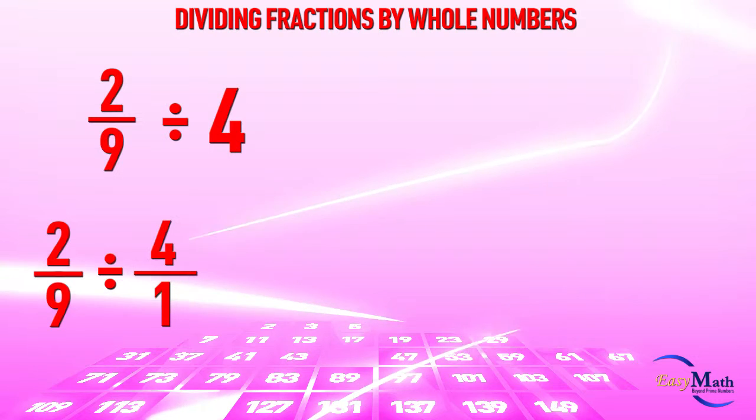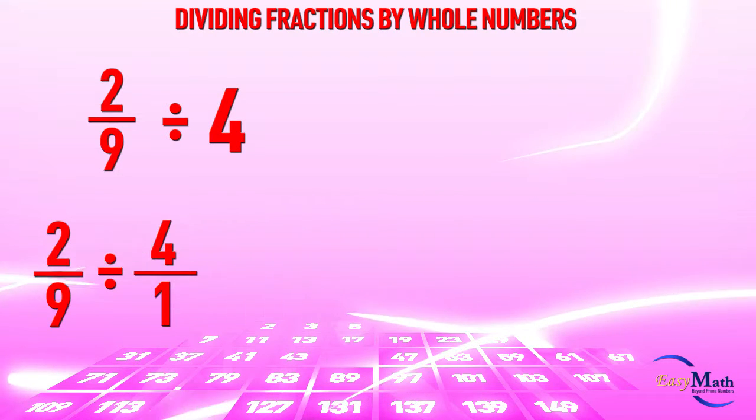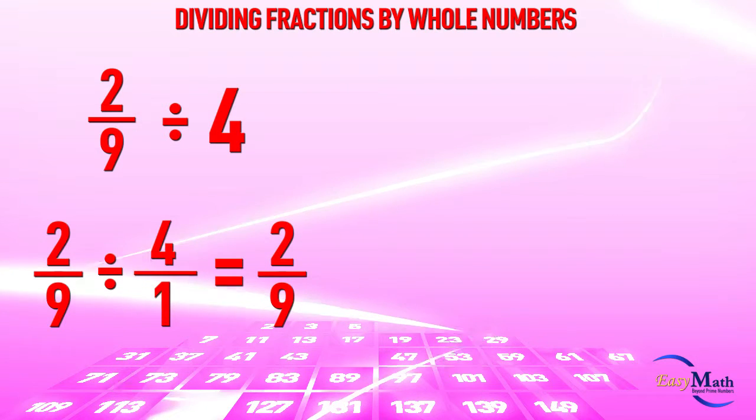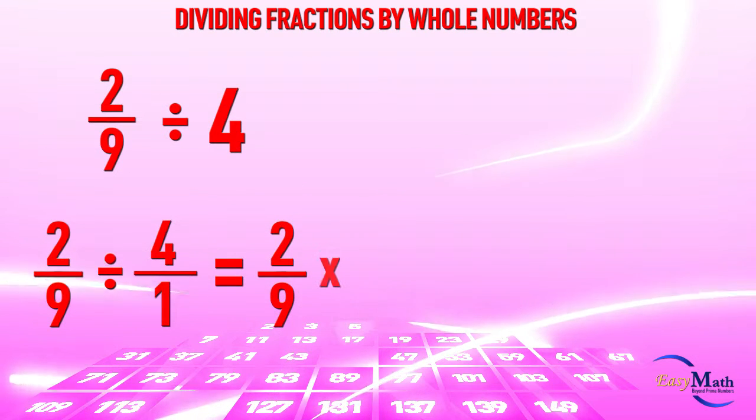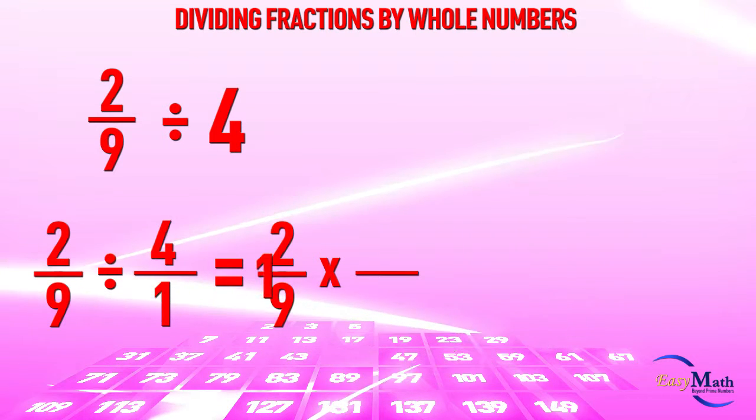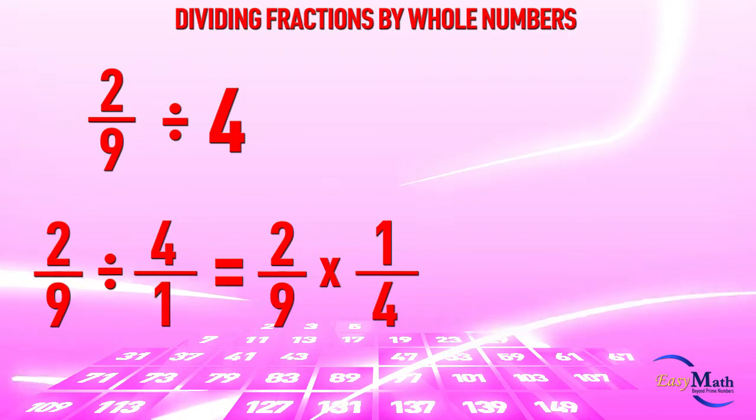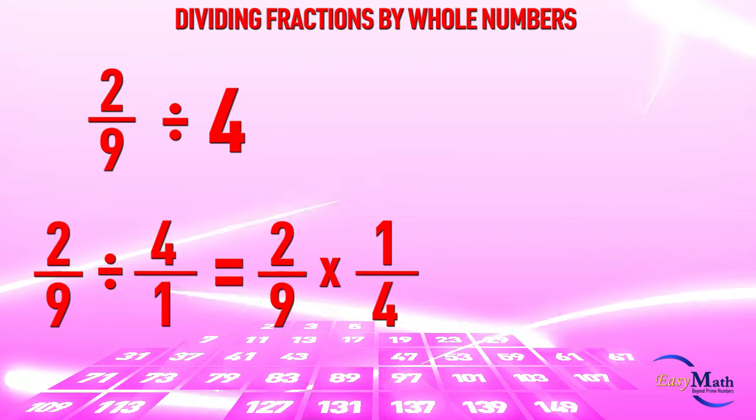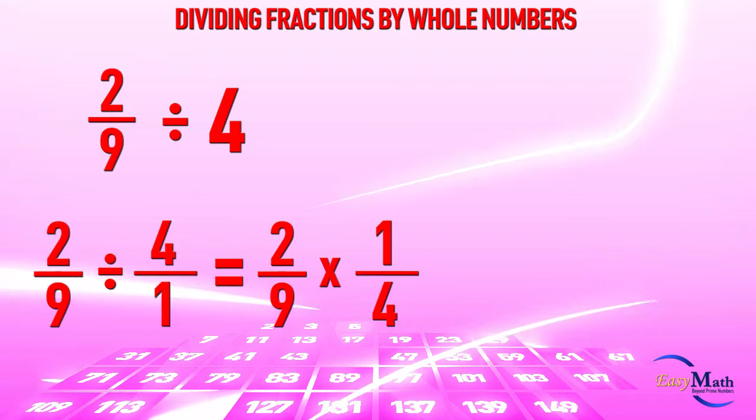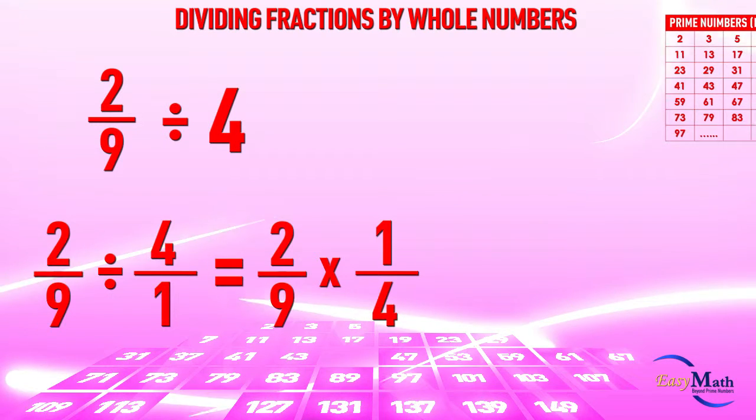Now, all we need to do is change that division symbol into a multiplication symbol. So we bring the 2/9 over, and then we're going to take the reciprocal of 4 over 1, which is 1 over 4. But now that we have these fractions, we see that we have some values here that can be broken down into prime numbers only.